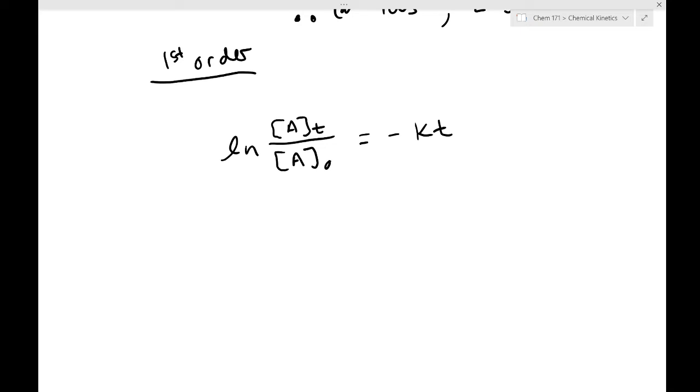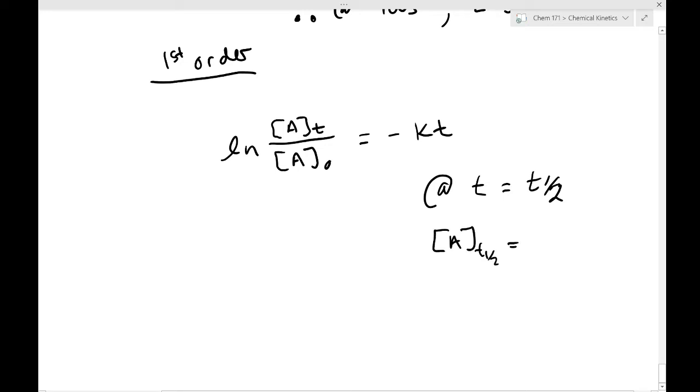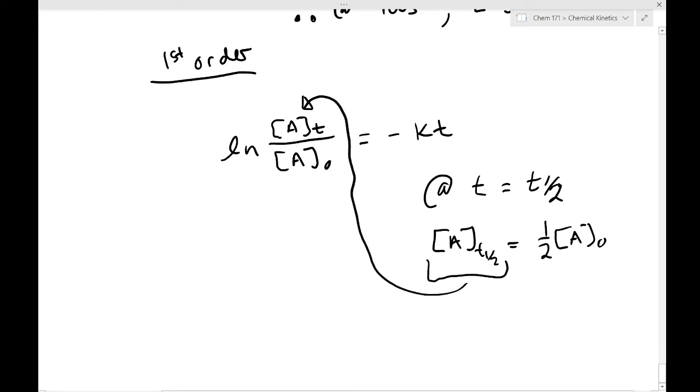Now at t equal half-life, at t equal t1/2, A sub t1/2 is equal to 1/2 A naught. That's what being at the half-life actually means. So we can sub this in up here.